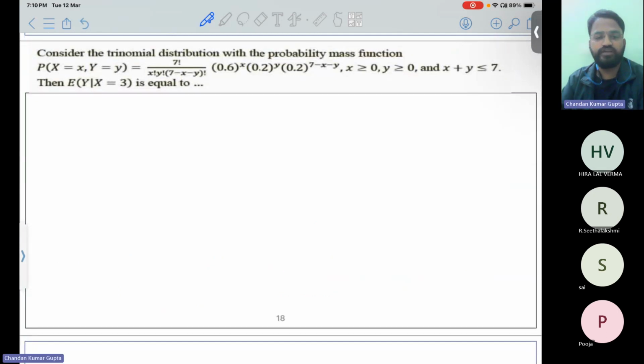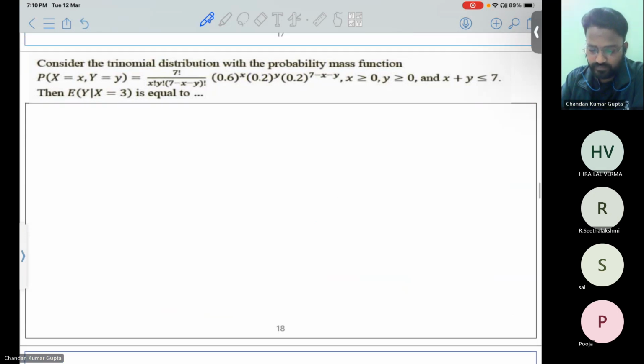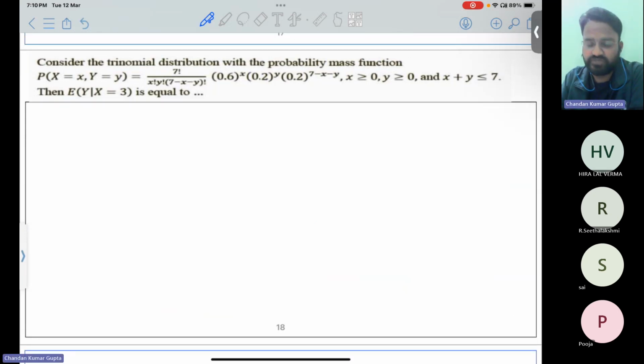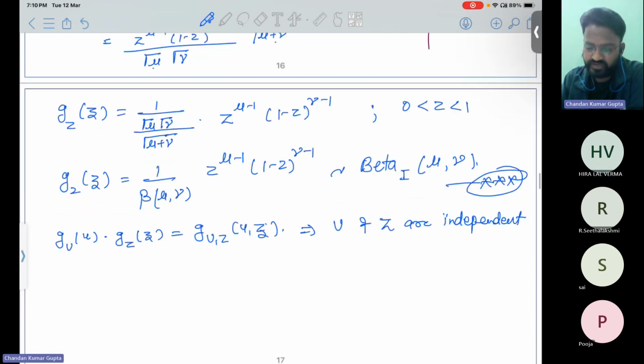Up to this point, any doubt? Okay, now question number 3. Consider a trinomial distribution with the probability. Please repeat the last line. Okay, wait.